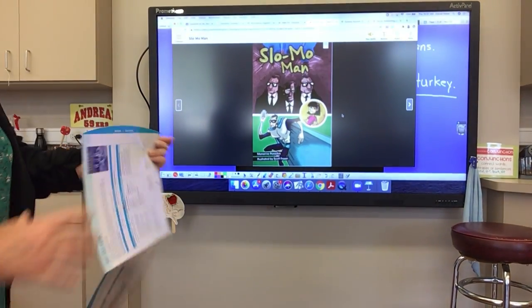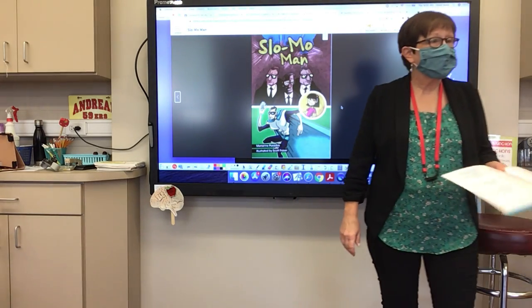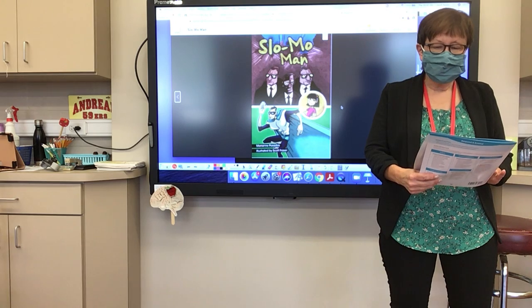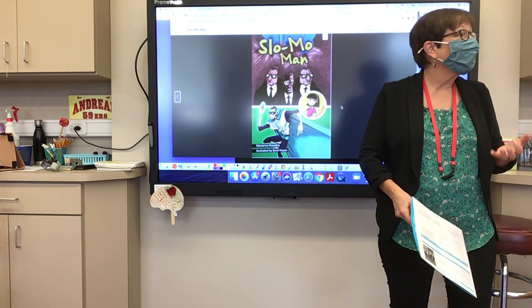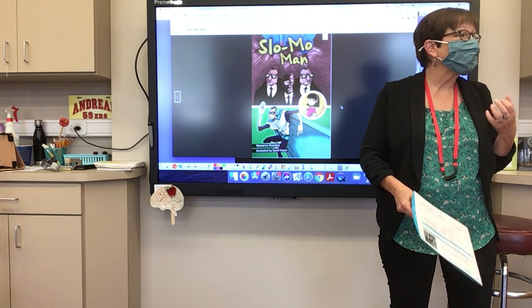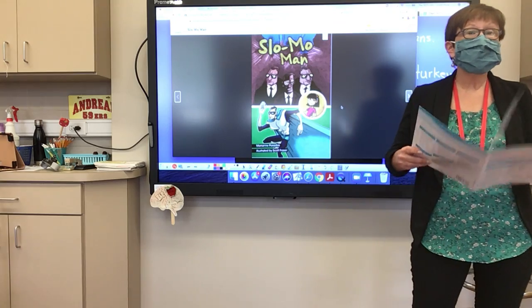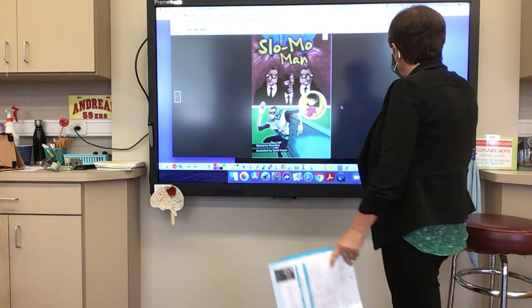So we are going to be reading a story called Slow-Mo Man. This is realistic fiction, and we're going to be paying attention to text and graphic features. So you have your graphic organizer for that, so let's get going.